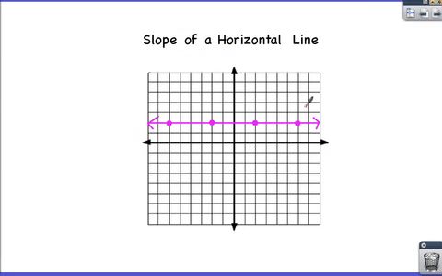Now, let's try to determine the slope of a horizontal line. Say we pick these 2 points and we try to do our rise over our run. Well, our rise to get from this point to this point is 0. Our run would be 1, 2, 3, 4. Therefore, 0 over 4 reduces to 0. So the slope of a horizontal line is always equal to 0.